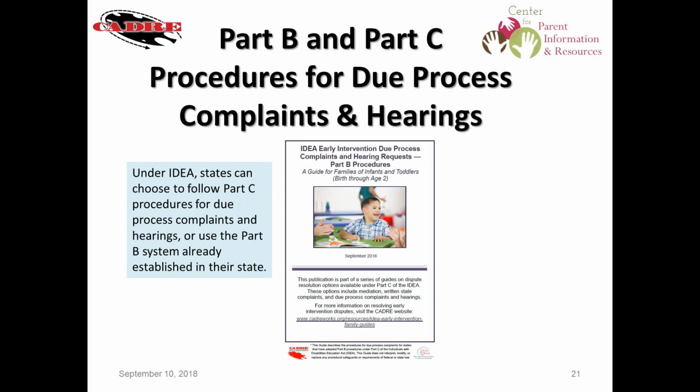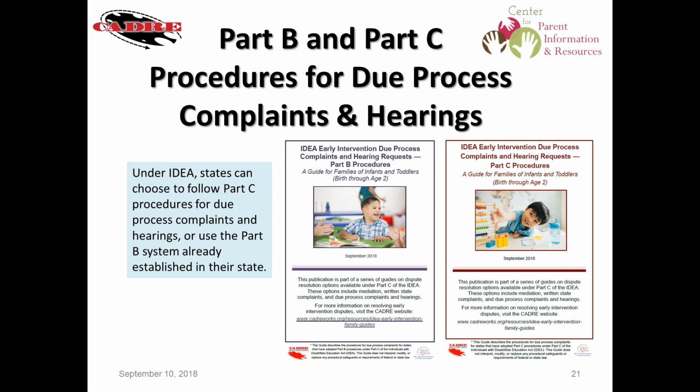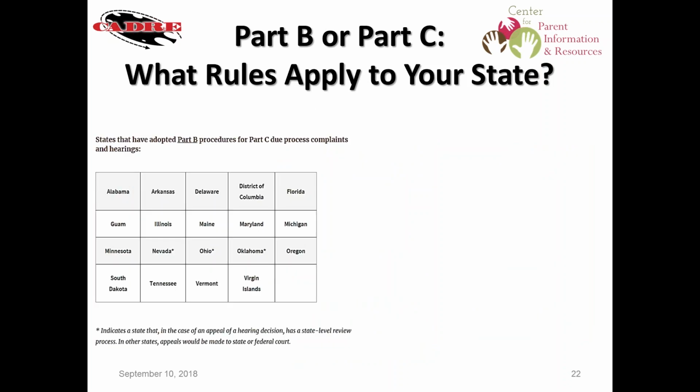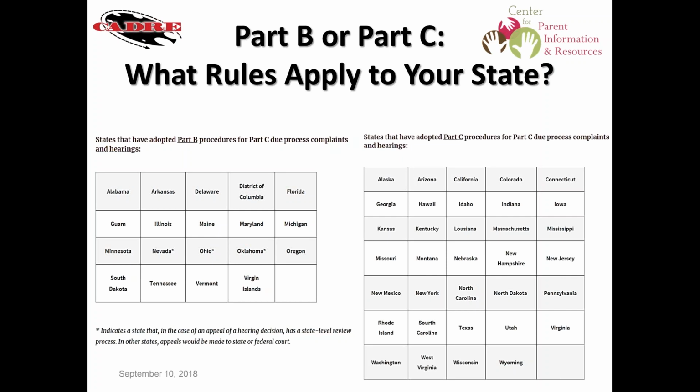So we have a Part B guide for Part C due process complaints and a Part C guide for Part C due process complaints. If you're unsure which procedures your state has adopted, you can check on the website. There is a chart for you to look at which rules apply to your state. You can see on the left here, there are states who have adopted Part B procedures for Part C due process complaints.